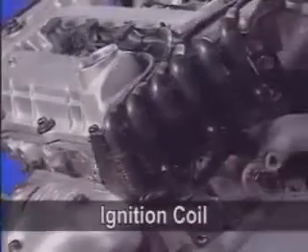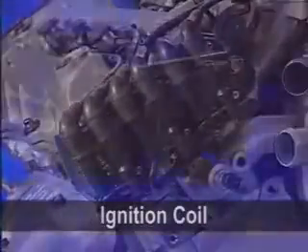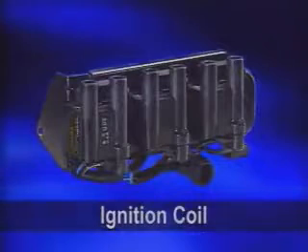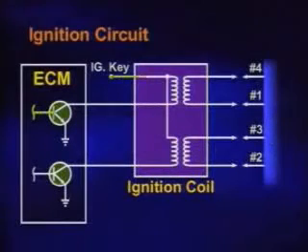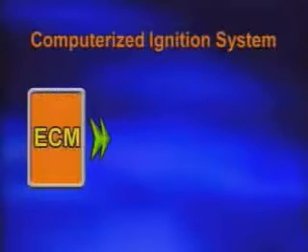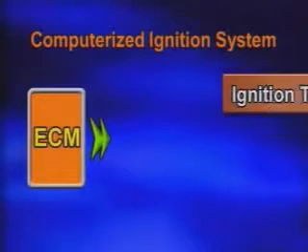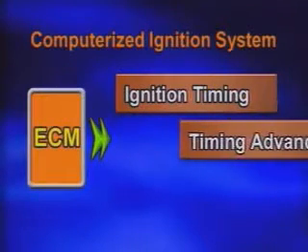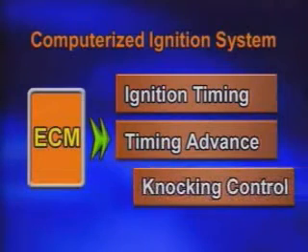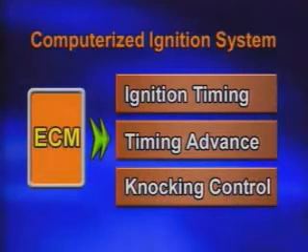The ignition coil functions as an energy storage device and transformer. It is supplied with DC voltage from the alternator and provides the high-tension ignition pulses for the spark plugs. The MFI engine adopts a computerized ignition system. The ECM calculates ignition timing, timing advance, and knocking control by the sensor signals.